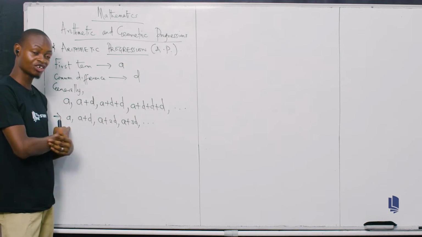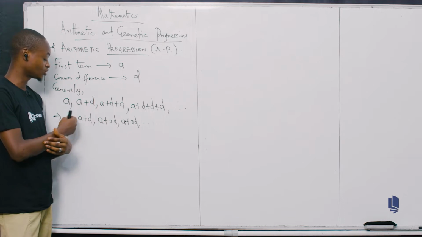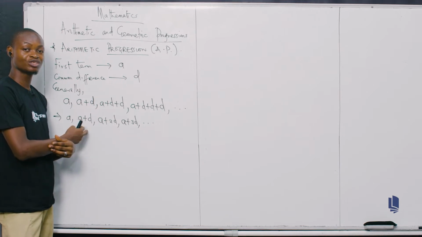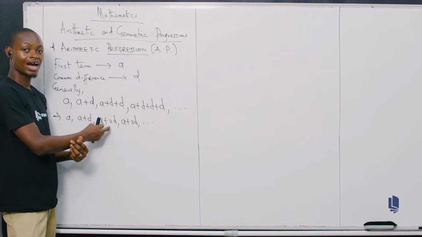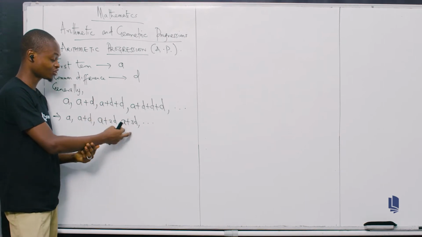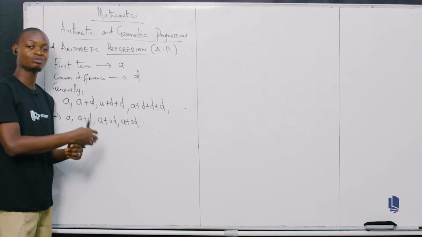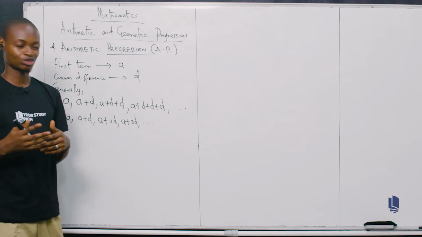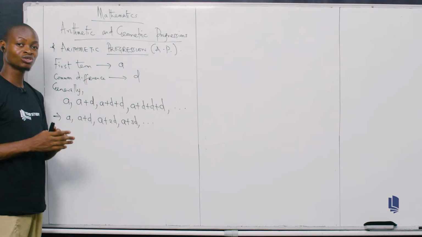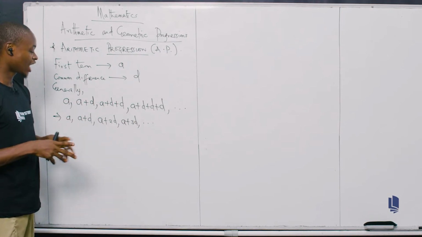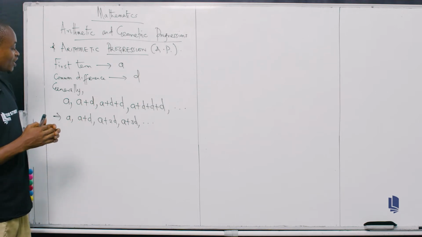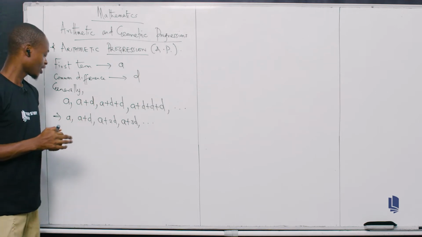So where you have the first term, add the common difference to it, you get the second term. Add the common difference to the second term, you get the third. Add the common difference to the third term, you get the fourth. Add the common difference to the fourth term, you get the fifth, and so on and so forth. That is the progression that we have. Now, it begs some very, very interesting facts.